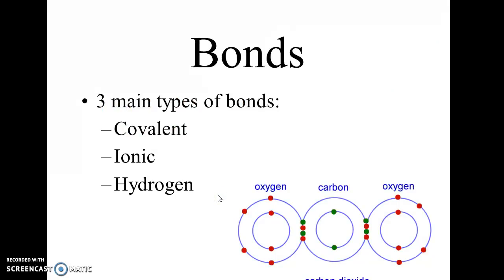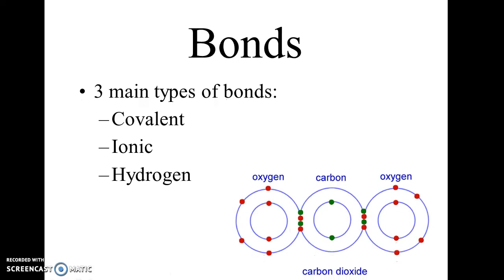Okay. There are 3 main types of bonds: covalent bonds, ionic bonds, and hydrogen bonds. This is carbon dioxide. This is showing those electrons being shared on the valence ring of electrons with the oxygen and carbon atoms.